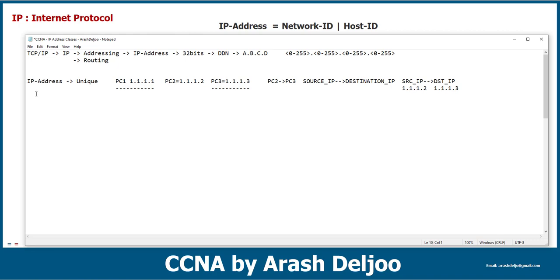Let me talk about the answer to this question: is uniqueness sufficient for the IP address, or do we need another criterion? You can imagine one city. In our city, we have many houses, and every house should have one address. For example, all of the hosts in one city. This city has a unique IP.